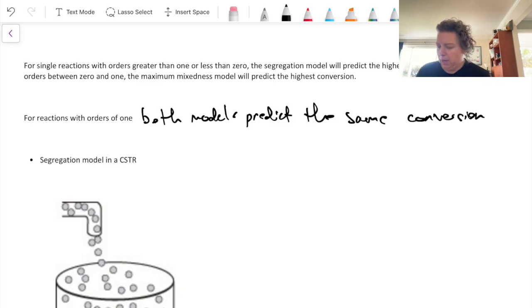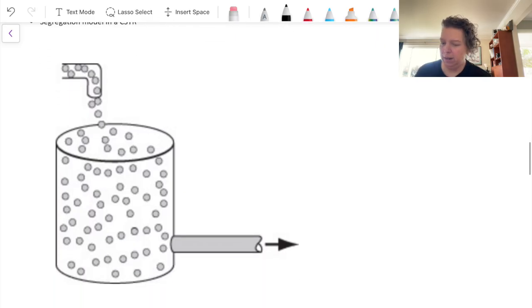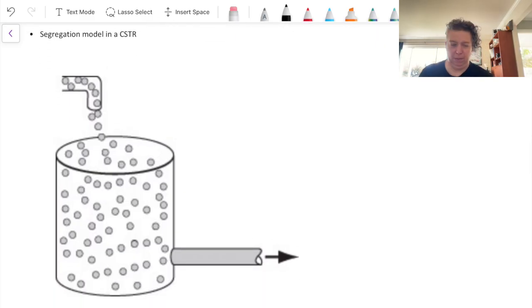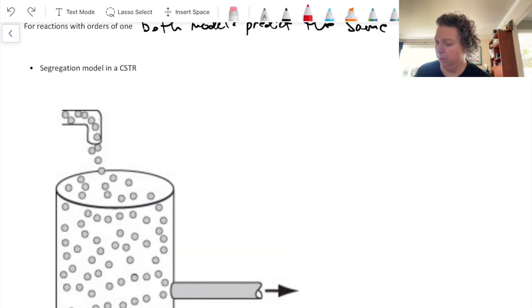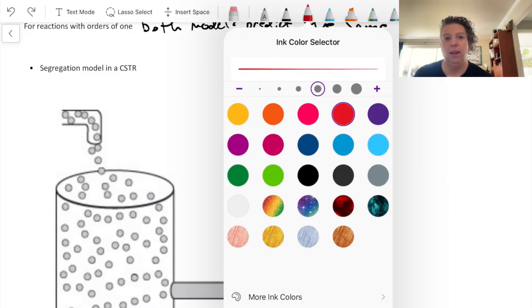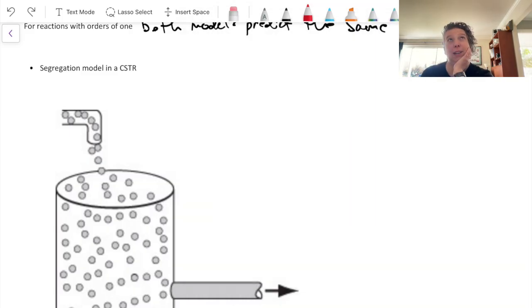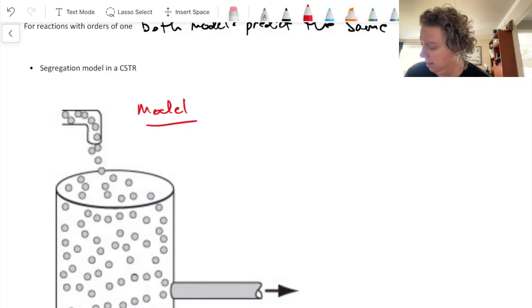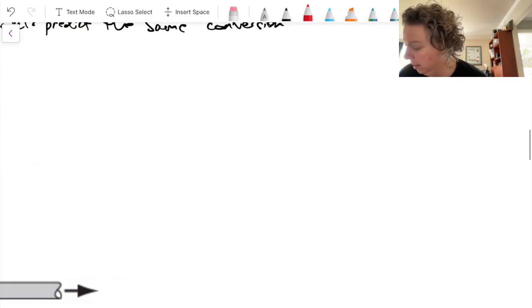So what do these look like? Again, this is not a real system, it's a model. This is a segregation model and a CSTR. What we see here is we have globules entering the reactor. This is not the way it really happens, right? In reality, you have a bunch of molecules entering the reactor. So we'll say this is the model, and we'll say reality. You can go over here and draw reality. We drew this the other day, right?